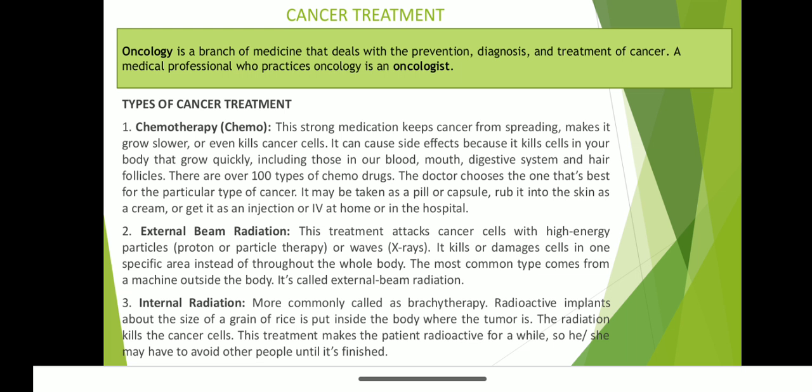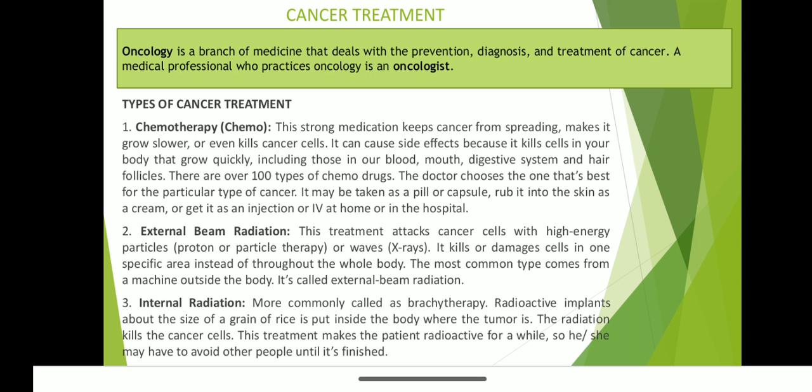The next type of treatment is external beam radiation. This treatment attacks cancer cells with high energy particles, that's proton or particle therapy, or waves like X-rays. It kills or damages cells in one specific area instead of throughout the whole body. The most common type comes from a machine outside the body. It's called external beam radiation.